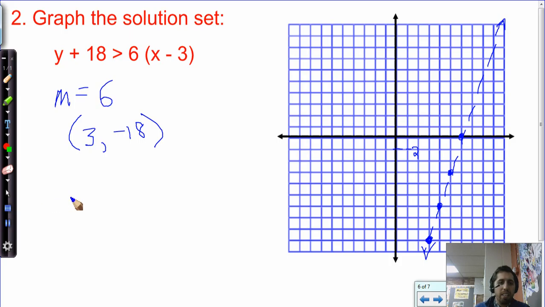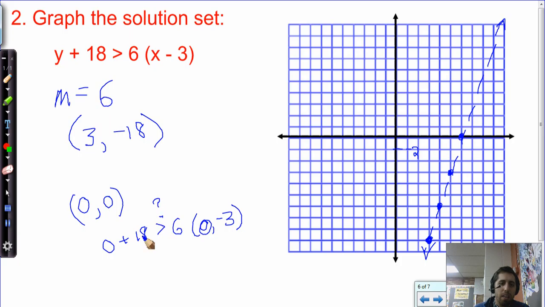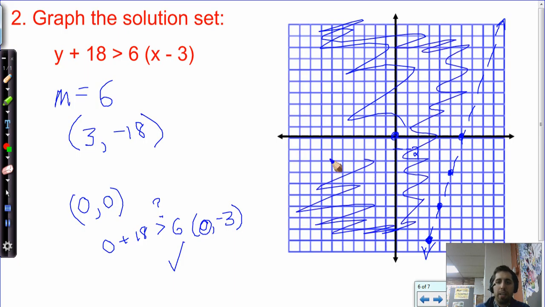Okay, now finally, test point (0, 0). Does it make it true? Is 0 plus 18 greater than 6 times 0 minus 3? Is 18 greater than 6 times negative 3? Is 18 greater than negative 18? Yes, it is. So this is a solution as well as everything on the test point side of our barrier, that dotted line.